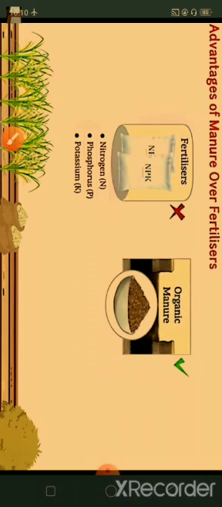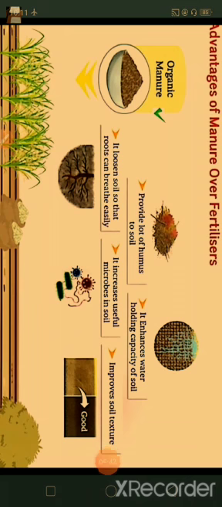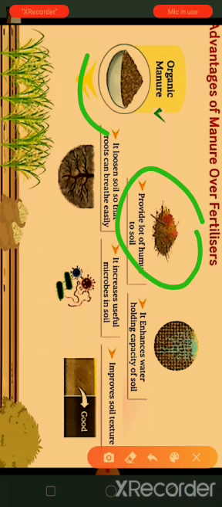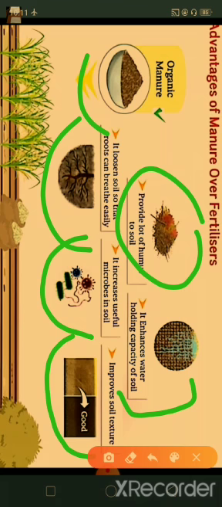So organic manures are better because they provide lots of humus to the soil. It enhances the water holding capacity of the soil. It also loosens the soil so that the roots can breathe easily. It increases useful microbes in the soil. Also it improves the soil texture. So we should encourage the use of manure instead of fertilizer.